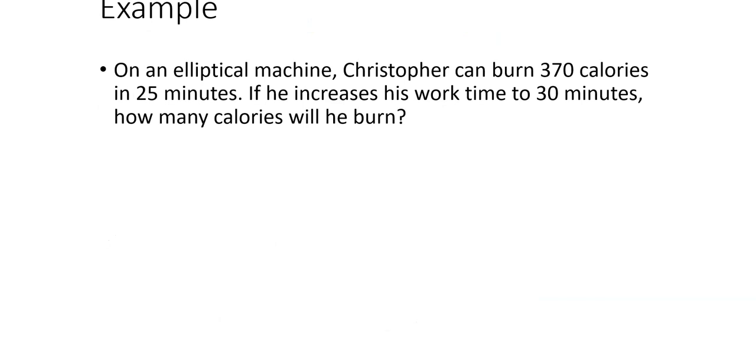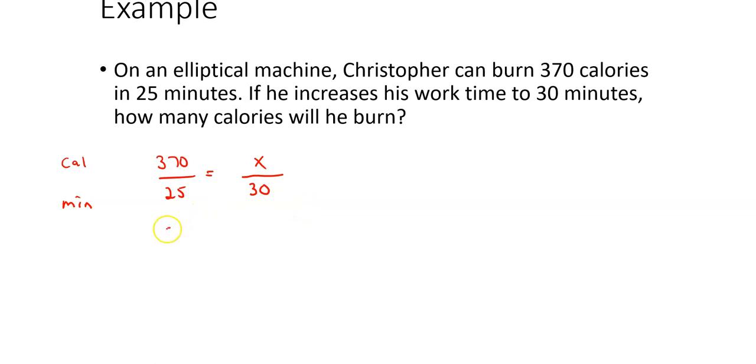So here's an example. On an elliptical machine, Chris can burn 370 calories in 25 minutes. If he increases his work time to 30 minutes, how many calories will he burn? Assuming that the ratio stays the same as he increases his number of minutes. So let's try to keep our units consistent. So if I have calories and I have minutes, let's set up my proportion so that the units are the same in both fractions. So he can burn 370 calories in 25 minutes. If he increases his work time to 30 minutes, now minutes go on the bottom, so they have to go on the bottom over here also. How many calories will he burn? So I'll let X be my number of calories.